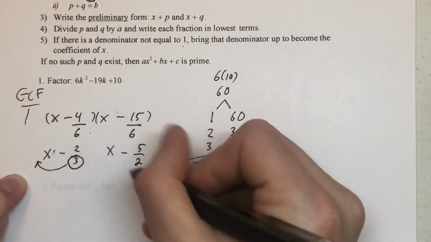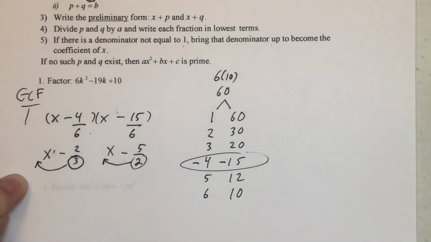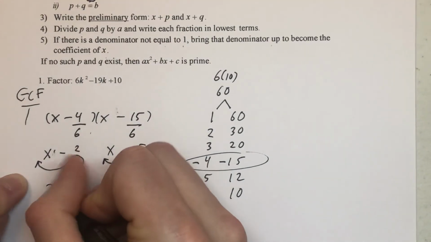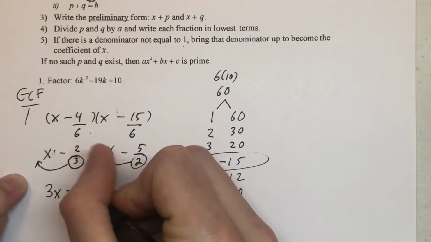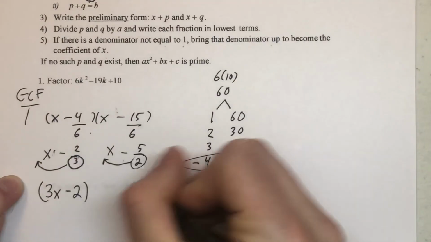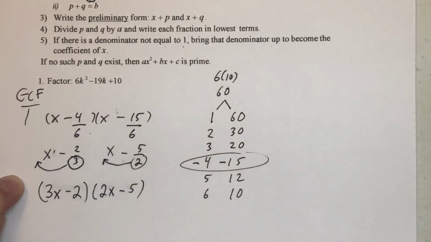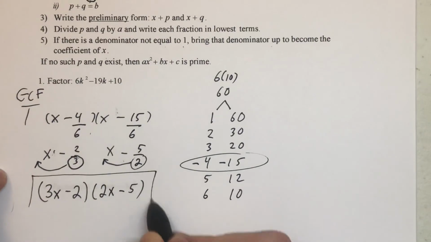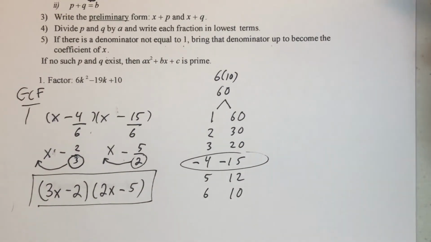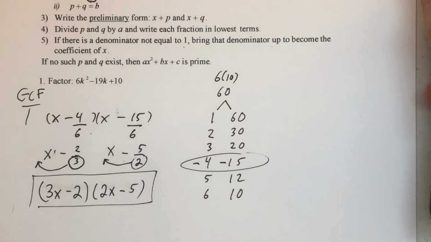With this fraction, again, the denominator is not 1. The bottom gets brought up. 3 in front of the x makes that 3x, and we've got the minus 2 sitting there after it. 2 being brought up makes that 2x with the minus 5 sitting there after it. And that right there is actually the factored form of that polynomial, that trinomial.